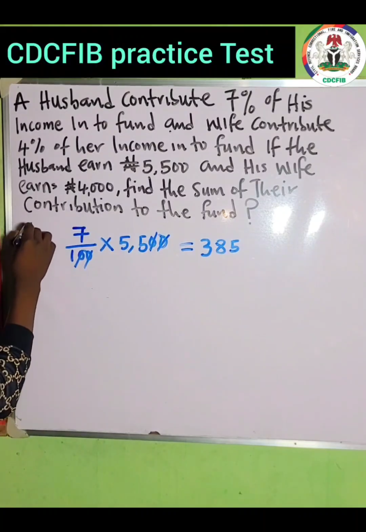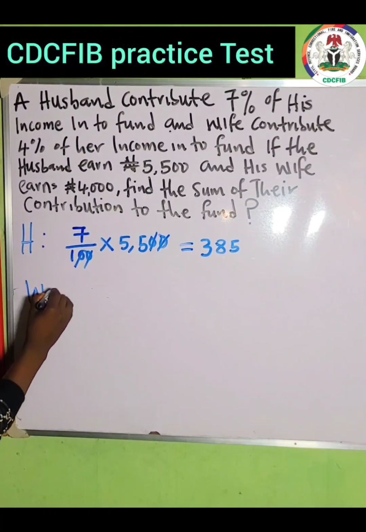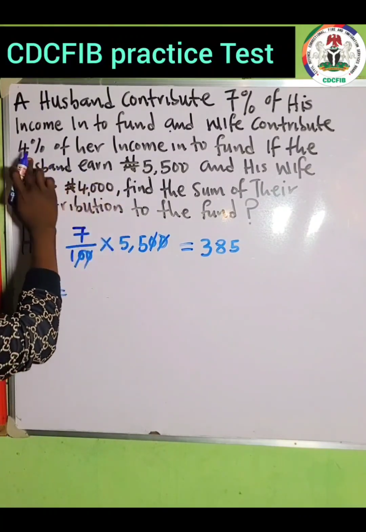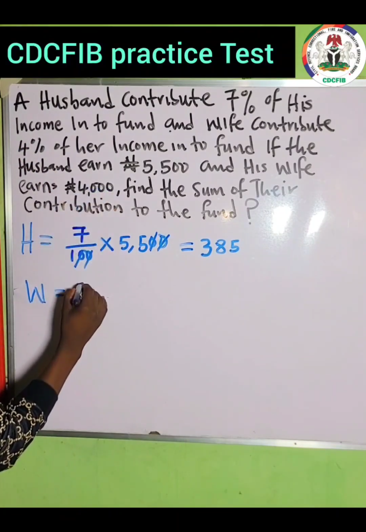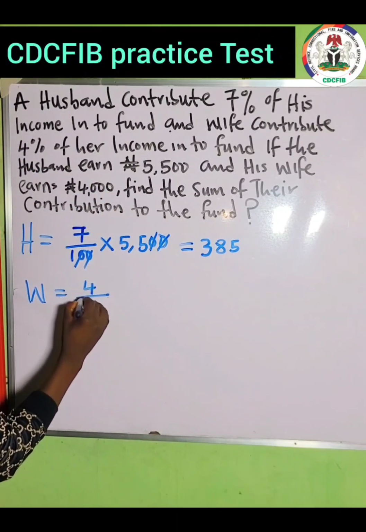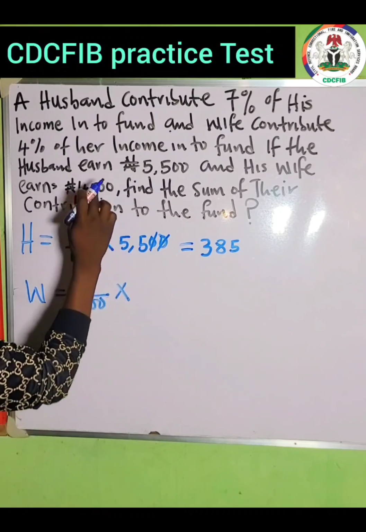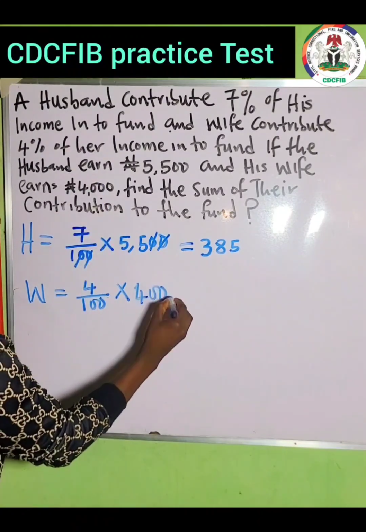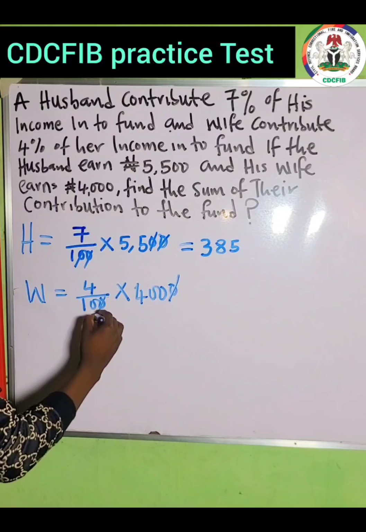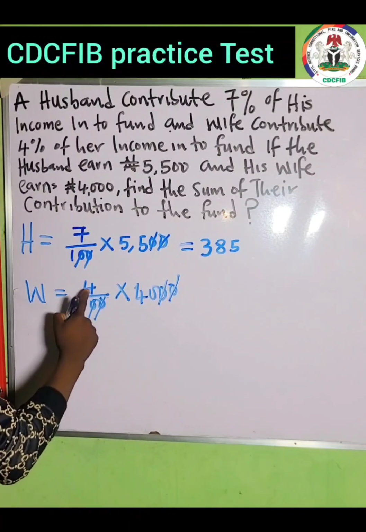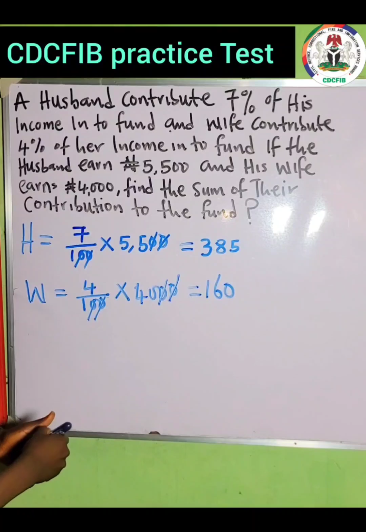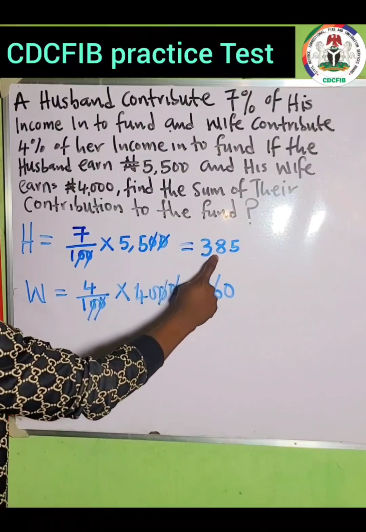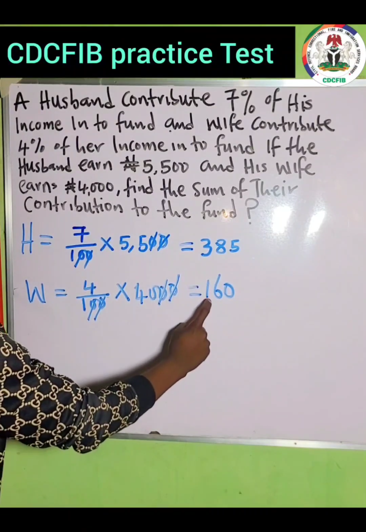Now to get the wife's contribution, the wife contributes 4% and she earned 4,000. So this is going to be 4% or 4 divided by 100 multiplied by the income 4,000. This 0 is going to cancel this 0. This 0 will cancel this 0. Then 4 multiplied by 40 is going to give us 160. So therefore, the husband contributes 385 naira and the wife contributes 160.